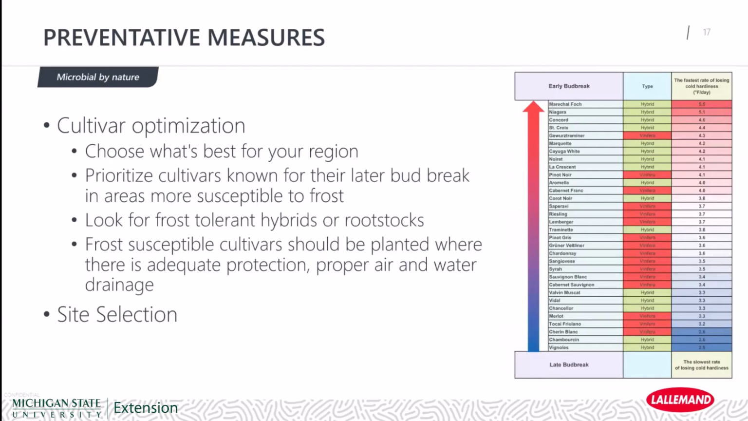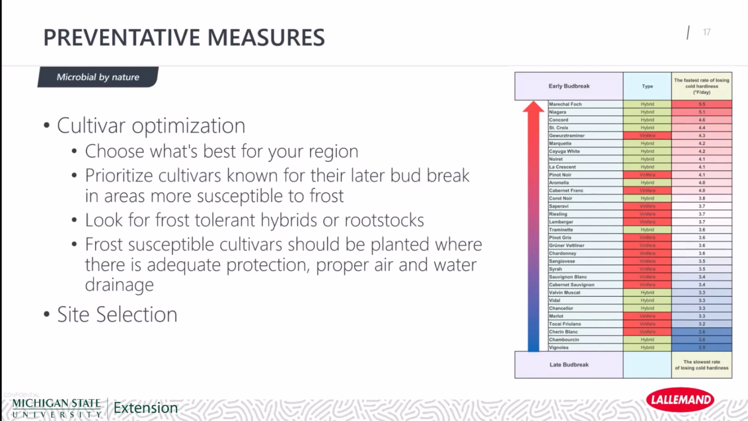Another preventive measure that we consider, and these are the before vineyard establishment measures, are cultivar optimization and site selection. So cultivar optimization is really about choosing what's best for your region. So you want to prioritize cultivars that are known for either a later bud break or a bit more cold hardy, especially in areas that are going to be more susceptible to frost. You want to be looking for frost tolerant hybrids or rootstocks, and only plant frost susceptible cultivars when there's adequate protection, proper air, and water drainage.